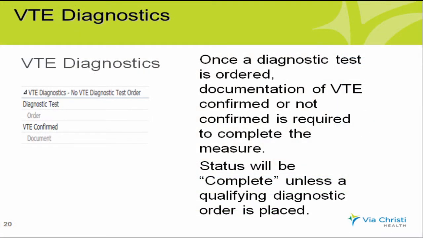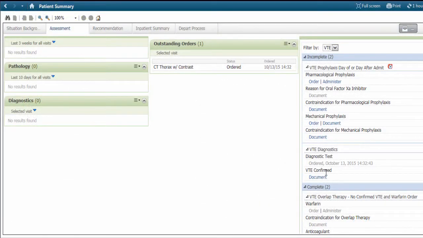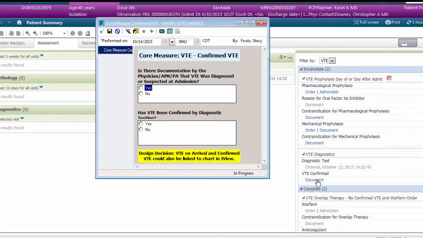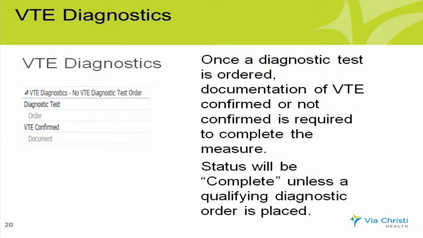The next measure is VTE diagnostics. Once a diagnostic test is ordered, documentation of VTE confirmed or no VTE can be completed via the hyperlink. The hyperlink will open to a power form where this can be documented. The status for this order will be complete unless a qualifying diagnostic order is placed.